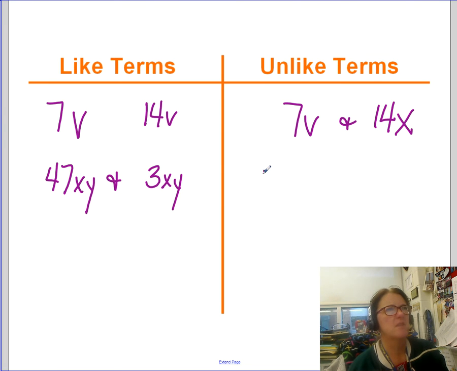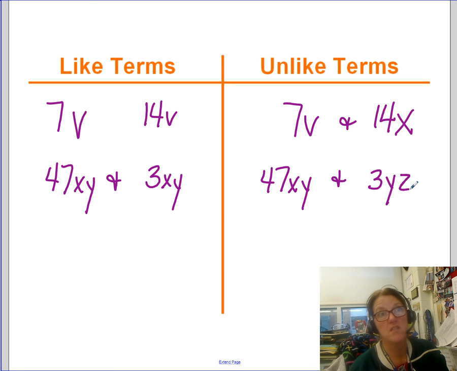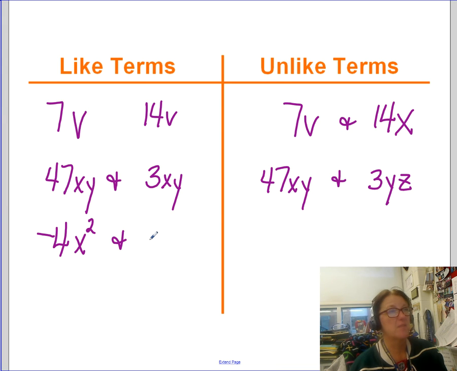But if I said something like 47xy and 3yz, nope, not alike. They don't have the same exact letter combination. There you go. What if I had something like negative 4x squared, and if I had something like 5x squared? Those guys are alike, yes.